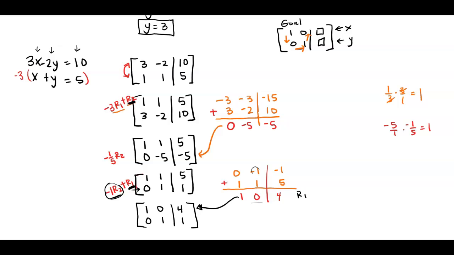Okay, and then from here we can see, all right, this is my x column, and this is my y column. And so it's really saying x plus 0y equals 4. Well, that just means there's no y there, so x equals 4. And then this is saying 0x plus 1y equals 1. So y equals 1. And so those would be my two solutions there.